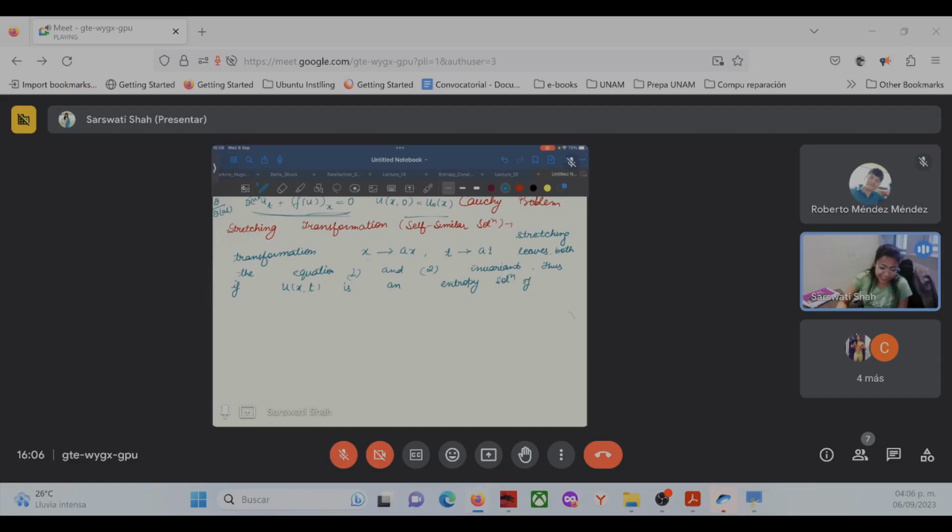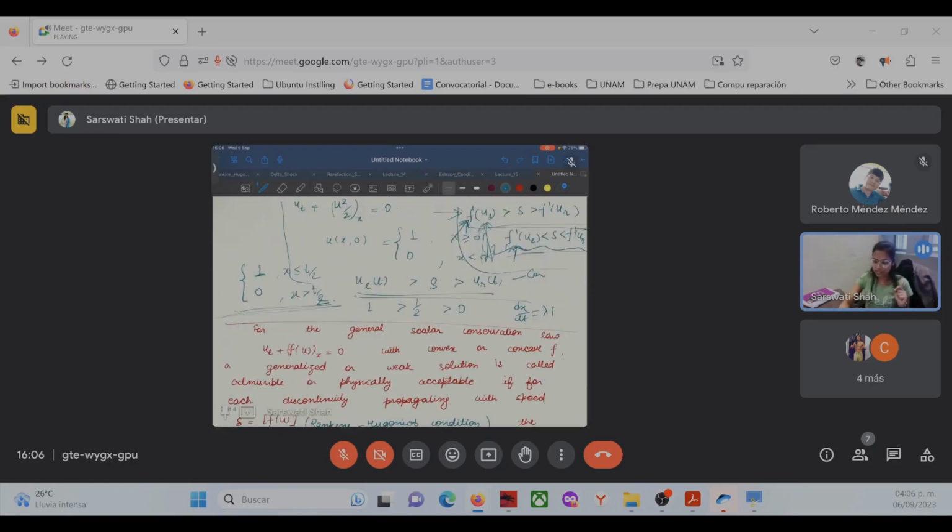So u(x,t) is an entropy solution of equations one and two. The meaning of entropy solution: when it is smooth, we verify the reverse condition, whether it is an entropy solution. We also call it an entropy solution because it will be satisfying the reverse of the Lax entropy condition.